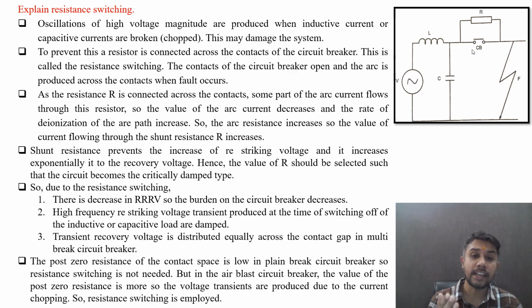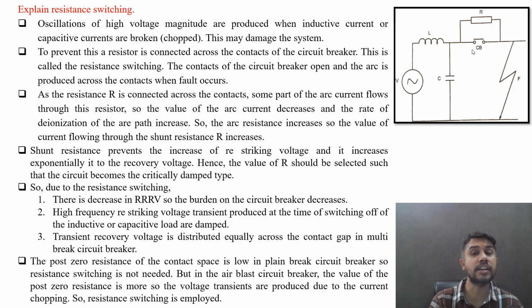High frequency restriking voltage transients produced at the time of switching off of the inductive or a capacitive load are damped. Transient recovery voltage is distributed equally across the contact gap in multi-break circuit breaker. The post-zero resistance, that is, after the fault current quenching, the post-zero resistance of the contact space is low in plain break circuit breaker. So resistance switching is not needed in that case. But in case of air blast circuit breaker, the value of the post-zero resistance is more compared to that.